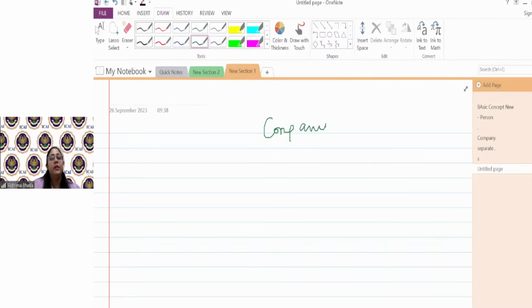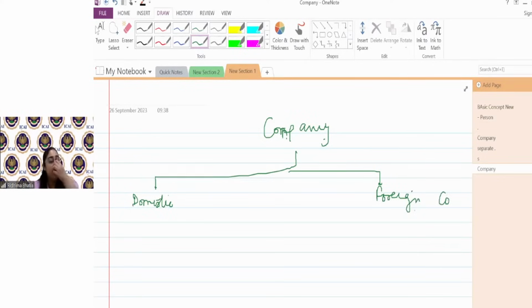Companies क्या करती हैं? Dividend देती हैं, right? Now, company in India is divided into two parts: majorly domestic company and foreign company. Foreign company means a company which is incorporated outside India. मतलब वो Indian companies law के according नहीं, but they are incorporated as per foreign company law. So that is a foreign company.